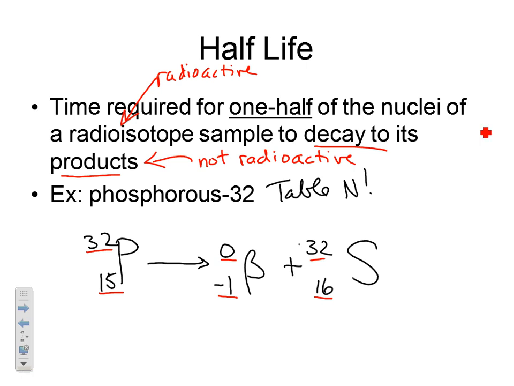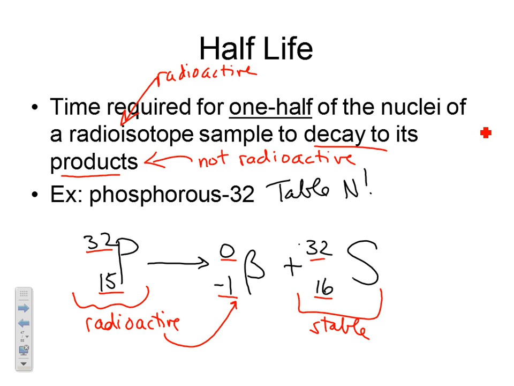Now, to bring it back to half-life, this is radioactive. And this is the radioactivity that it gives off, that beta emitter. We've talked about how it has a medium penetrating ability. Skin doesn't stop it, but a slightly thick piece of plastic or aluminum foil will. But this product is stable. This is not radioactive. And half-life is how long it takes for half of a sample of phosphorus 32 to undergo this process.